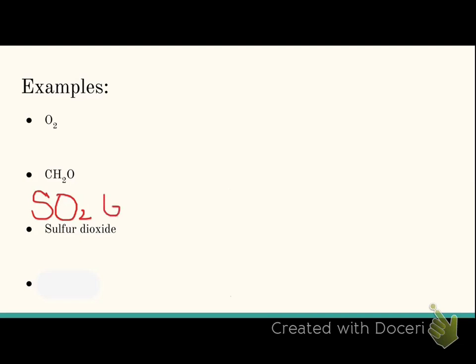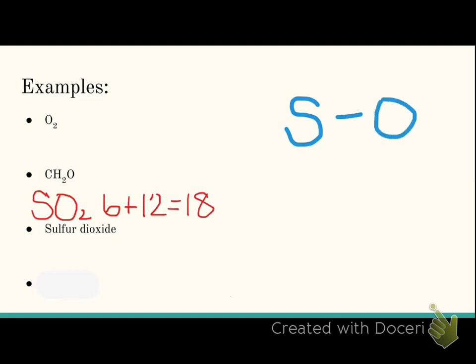So S is 6 plus 12 from the oxygen. So that's 2 times the 6. Gives me a total of 18. So once again, what's going to go in the middle in this situation is going to be the sulfur, because I only have one of it, and then I'm going to have an O and an O coming off the side here.